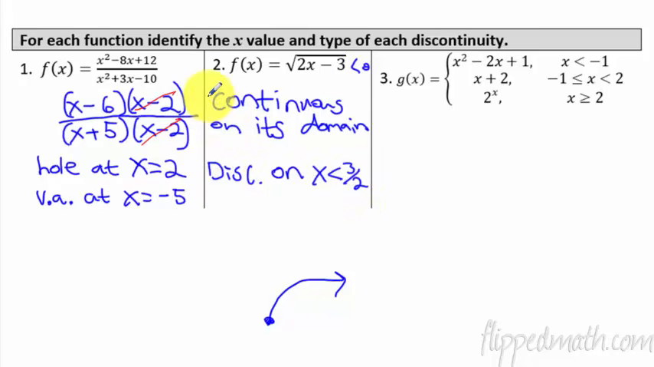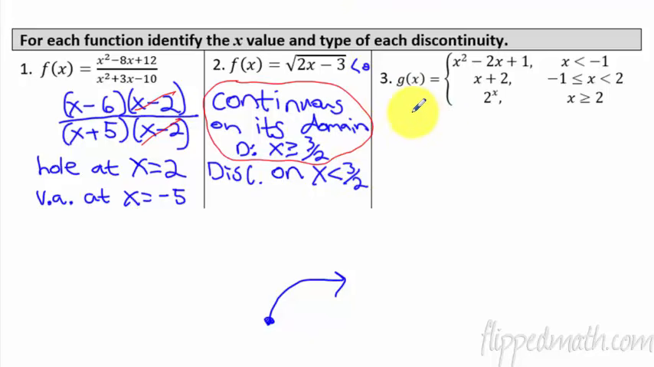I would just say it's continuous on its domain, and then you'd probably have to say, maybe I should sneak this in here, that its domain is when x is greater than or equal to 3 halves. Okay, so these two things are tied together right there.